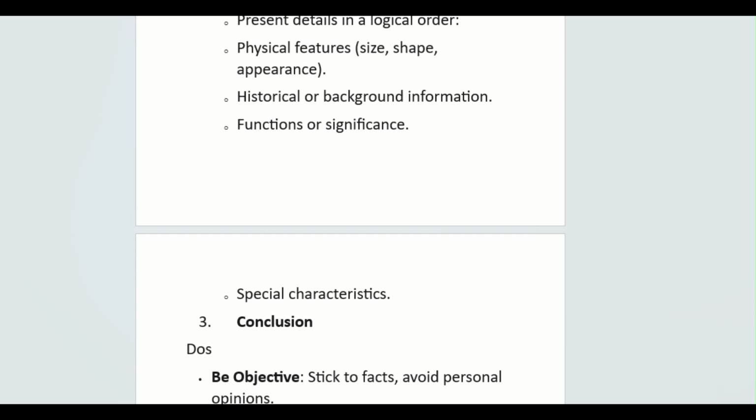And if there is something like the Red Fort or a person, then I should write the significance. Function and significance are both very different things. If I am writing about the Red Fort, I will be writing its significance, not the function. So this is the thing you should always remember.